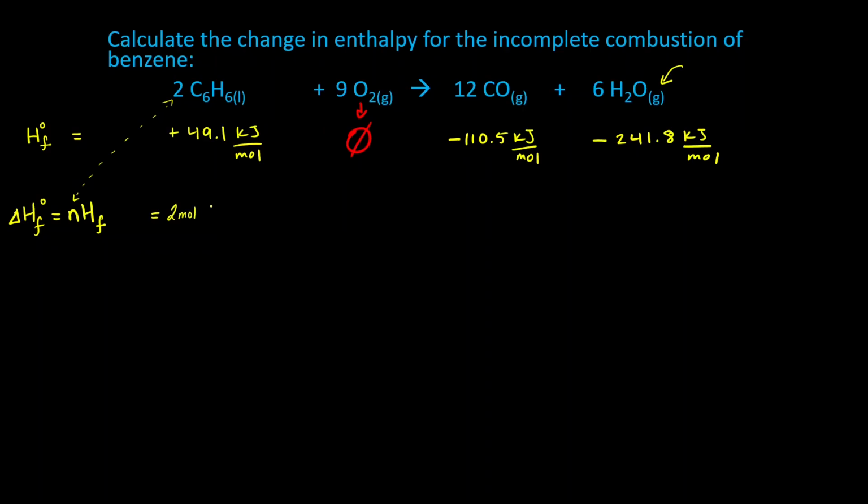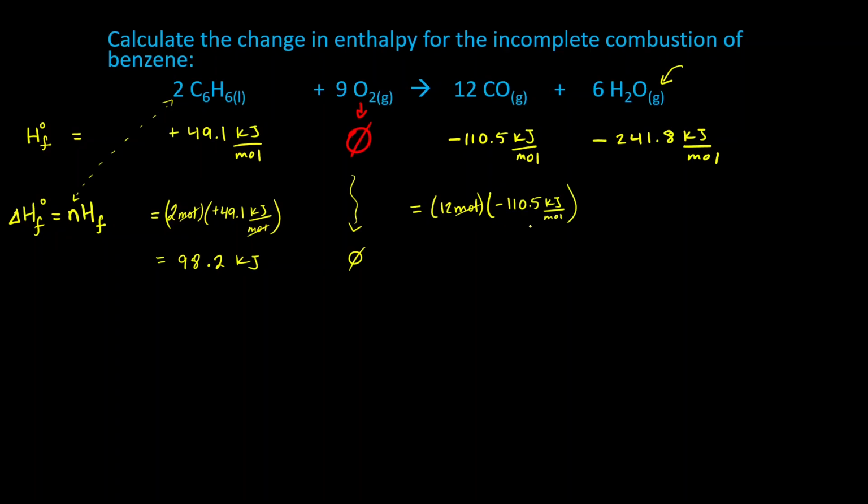I'm going to write 2 moles for benzene times 49.1 kilojoules per mole. And that's going to give me 98.2 kilojoules with my moles canceling. I'm going to bring this one joyously down, 0. My carbon monoxide, this one, good grief, 12 moles. 12 moles of carbon monoxide times negative 110.5 kilojoules per mole. My moles are going to cancel.